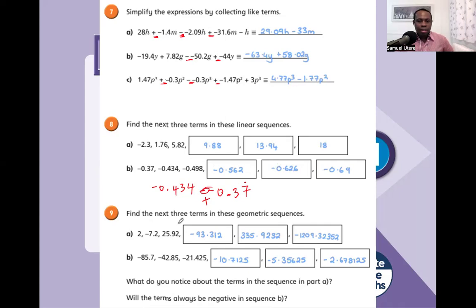All right. Here you're asked to find the next three terms in these geometric sequences. Do not forget, how do we find the common ratio? That's the name we'll call it. We do negative 7.2 for this one, divided by 2. Now, once we have that number, we know that is the number that we're having to multiply each of these terms by to get these. And that's the same we apply for these ones.